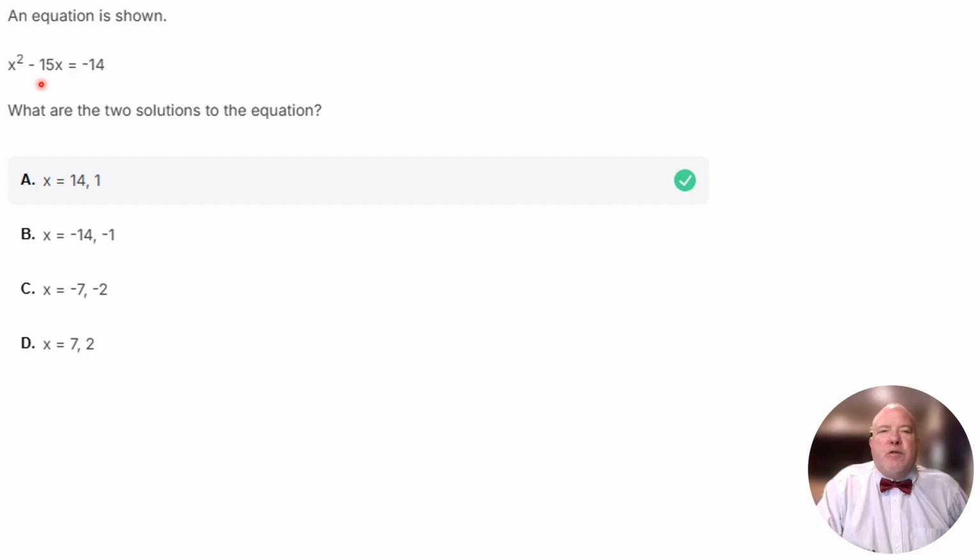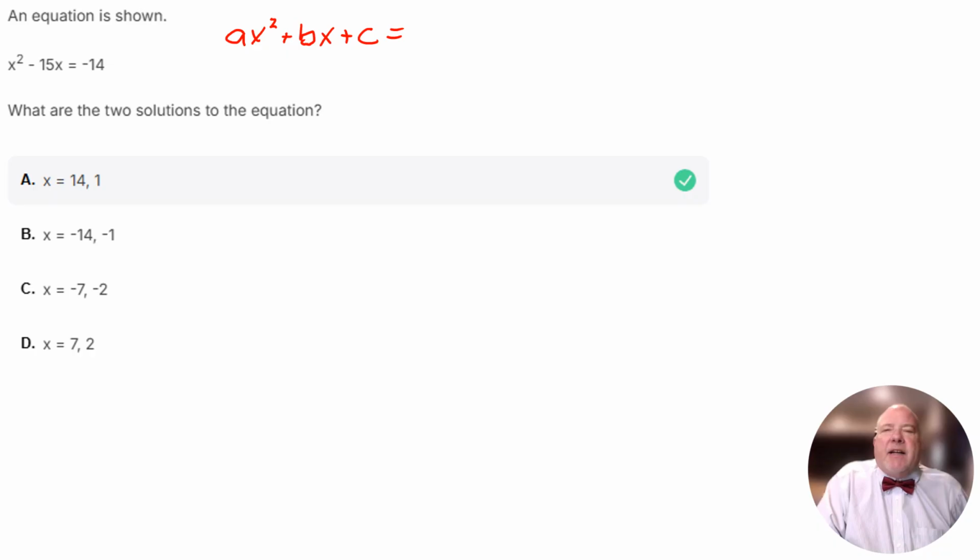Now, I'm going to show you two ways to do that. And I guess you can choose which one you're more comfortable with. Hopefully, you've seen both of these methods before. So let's get started. And first of all, the standard form of a quadratic equation looks like this. It's ax squared plus bx plus c.